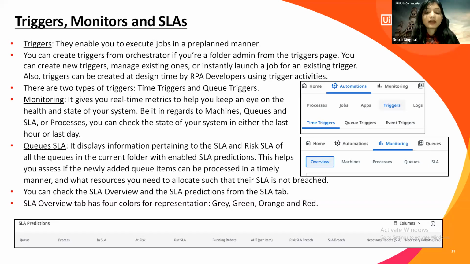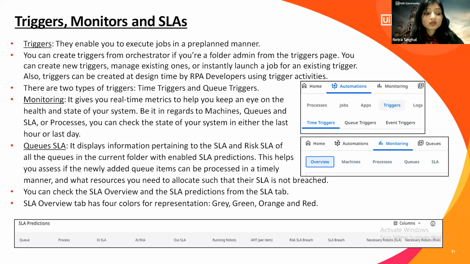You can also set triggers for queues, which are called queue triggers. For example, you can add that if 5 items are added to this queue, then only we want the process to be triggered. So you can set a trigger like that.